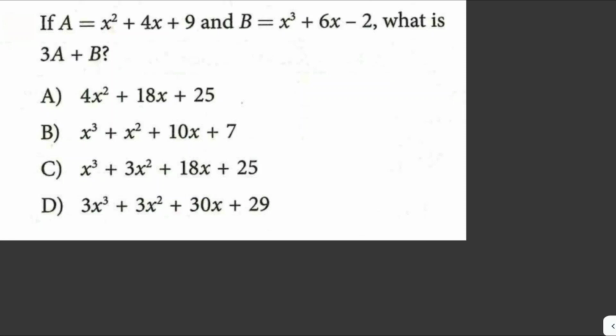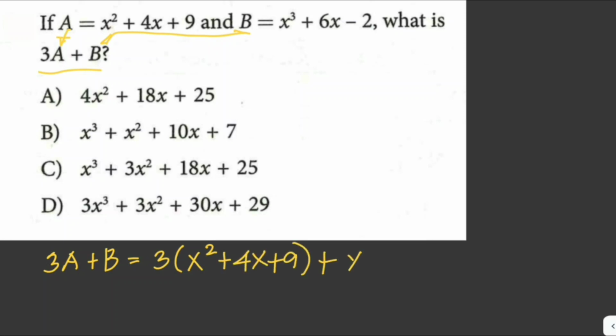If A equals x squared plus 4x plus 9 and B equals x cubed plus 6x minus 2, what is 3A plus B? Now to solve for 3A plus B, given the values of A and B, we just have to substitute or plug in the values here. So that would be 3A plus B equals 3 times (x squared plus 4x plus 9) plus (x cubed plus 6x minus 2).